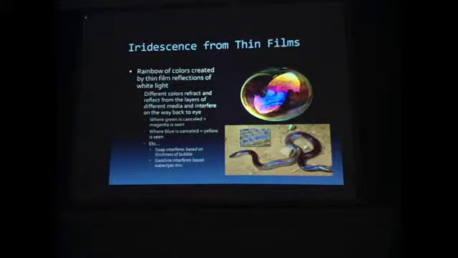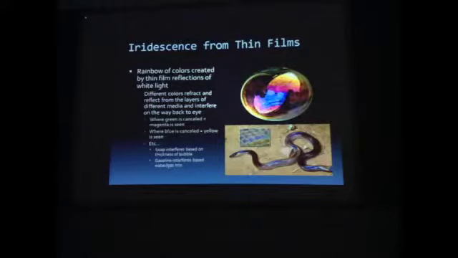So, this leads to a property called iridescence. Iridescence is when you get these rainbows from these thin films. That's a rainbow of colors, right? Yeah, it's a rainbow of colors, created by thin film reflections of white light. And it's because the white light is reflecting from both surfaces. So for a soap bubble, the light is reflecting from both the top surface and the inside surface.